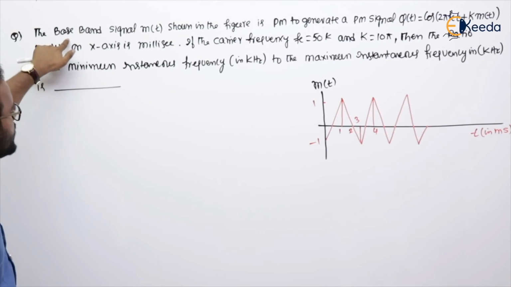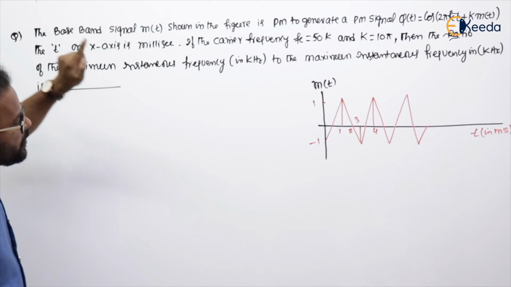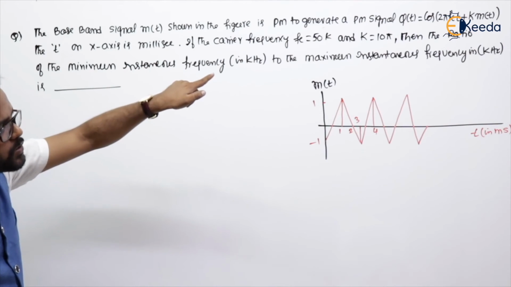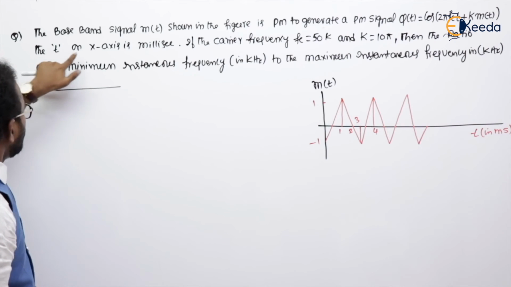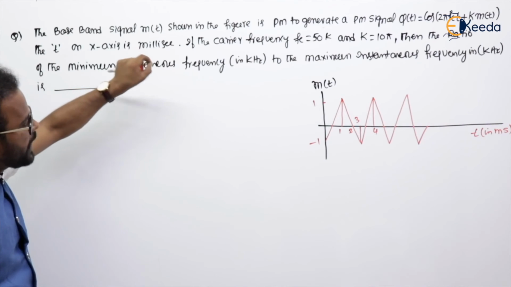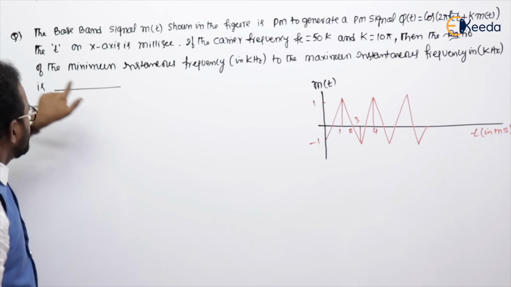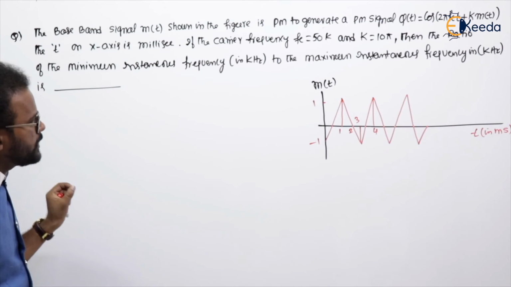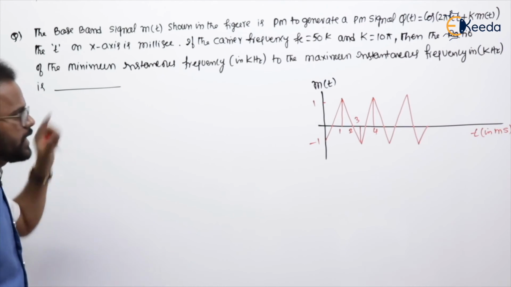A baseband signal m of t shown in the figure is phase modulated to generate a PM signal phi of t equals cos 2 pi fct plus k m of t. The t on the x-axis is in milliseconds. If the carrier frequency is 50k and k value is 10 pi, then find the ratio of minimum instantaneous frequency in kilohertz to maximum instantaneous frequency in kilohertz.